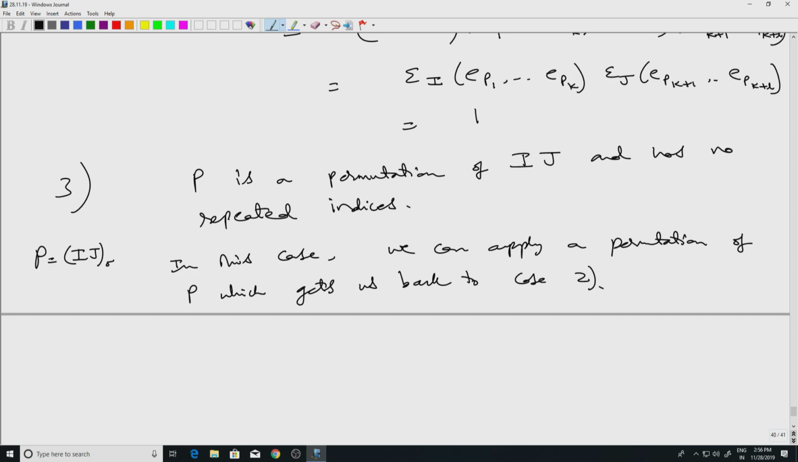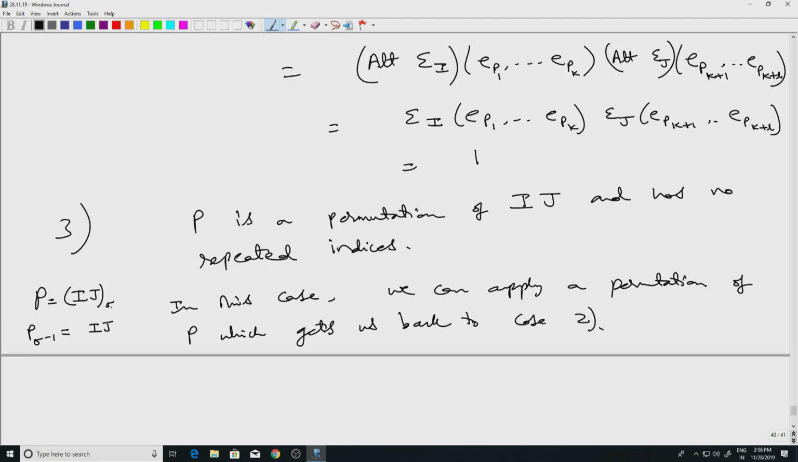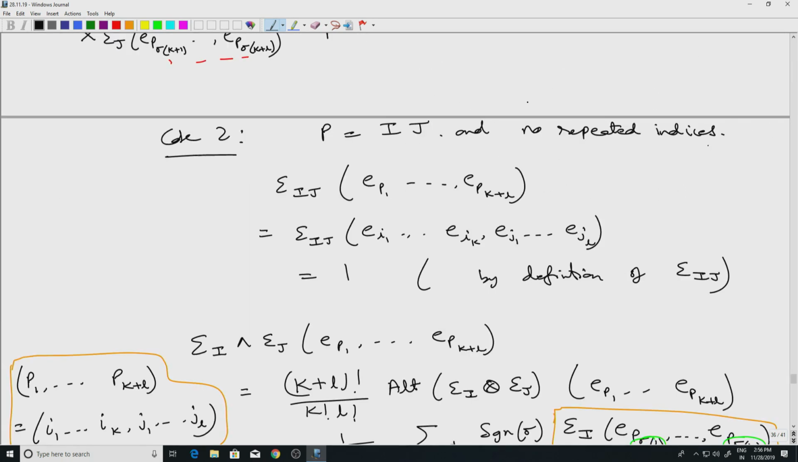So in that case, we can just apply sigma inverse, for example. P sigma inverse is ij, and then sigma multiplied by sigma inverse would be 1. So P sigma inverse would be ij. Then what one would do is start with this, as in the proof of case 2, except that you start with P sigma inverse and then you verify the formula.